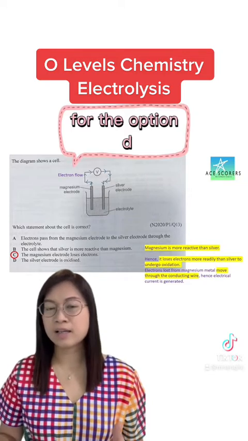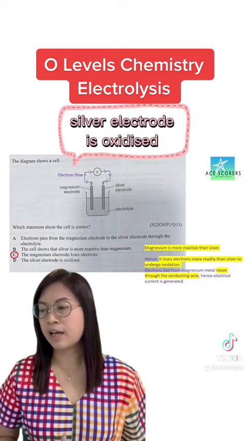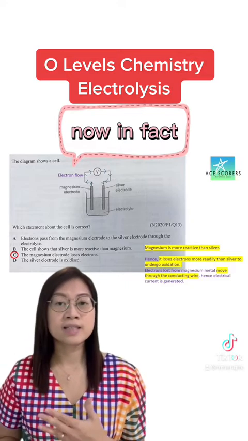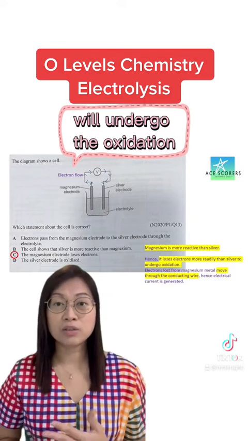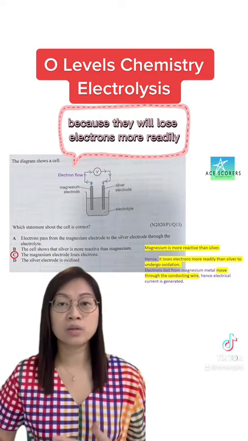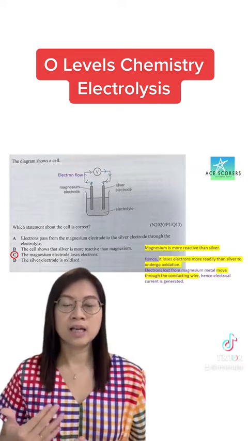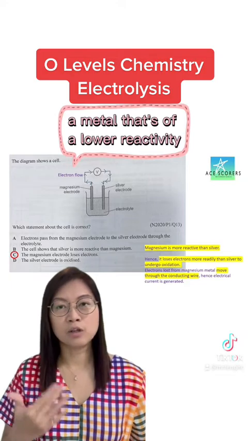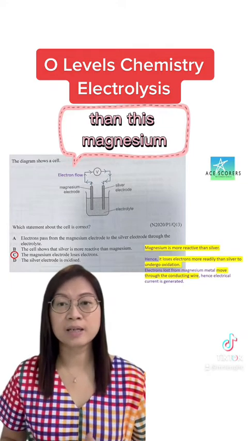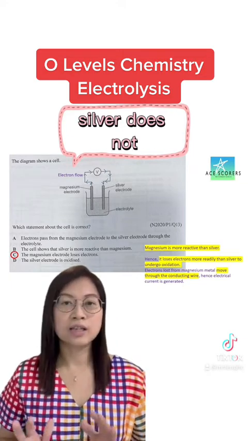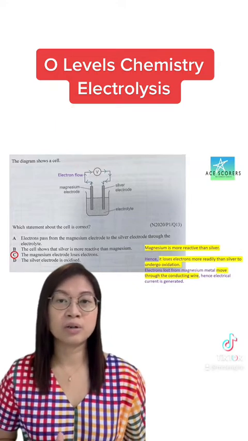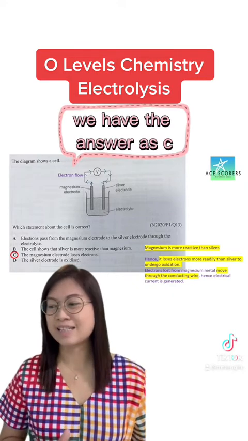Alright, and lastly, for option D, silver electrode is oxidized. Now, in fact, the more reactive metal will undergo oxidation because it will lose electrons more readily. So since silver is a metal of lower reactivity than magnesium, silver does not undergo oxidation at all. Alright, so therefore we have the answer as C.